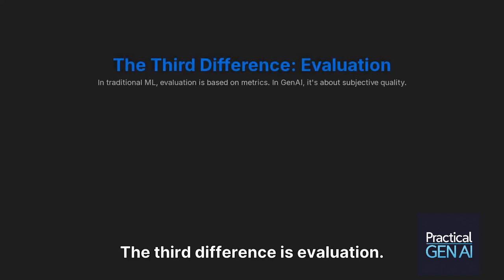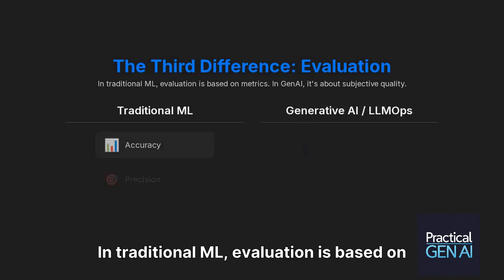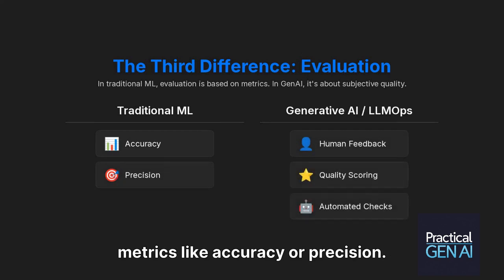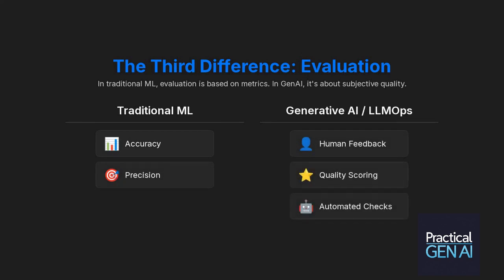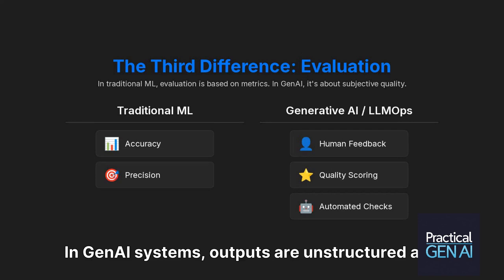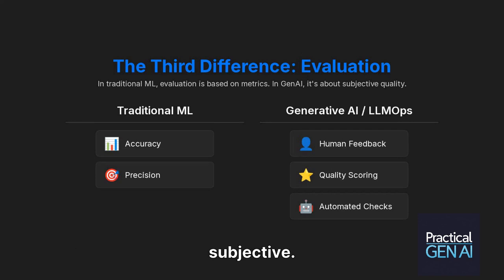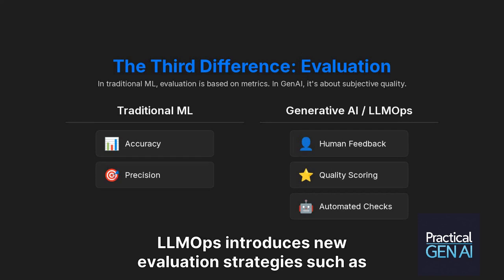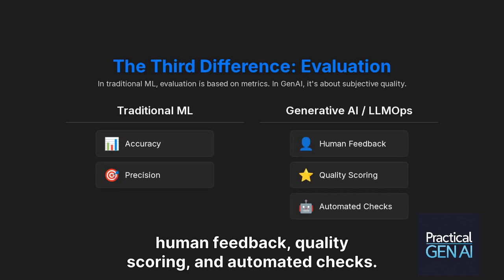The third difference is evaluation. In traditional ML, evaluation is based on metrics like accuracy or precision. In GenAI systems, outputs are unstructured and subjective. LLM-ops introduces new evaluation strategies, such as human feedback, quality scoring, and automated checks.